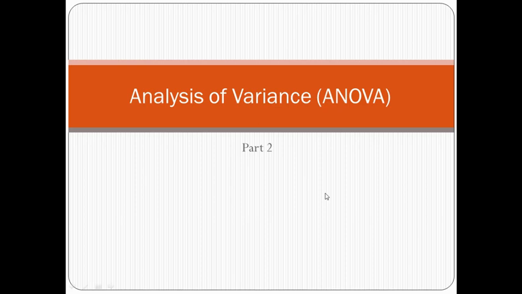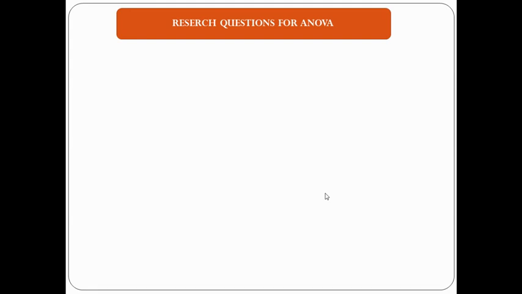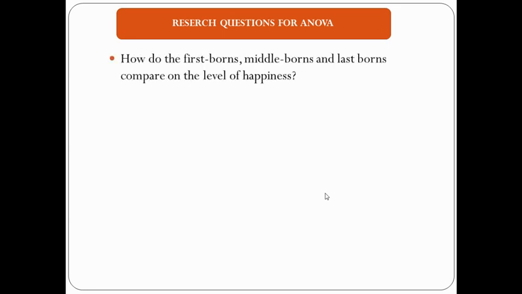Let's continue the analysis of variance, or ANOVA, part 2. In this part, we cover research questions for ANOVA. You might be wondering about the types of research questions appropriate for ANOVA. In other words, in what way can we construct good research questions for the analysis of variance? So I have come up with 3 research questions as samples for your reference.